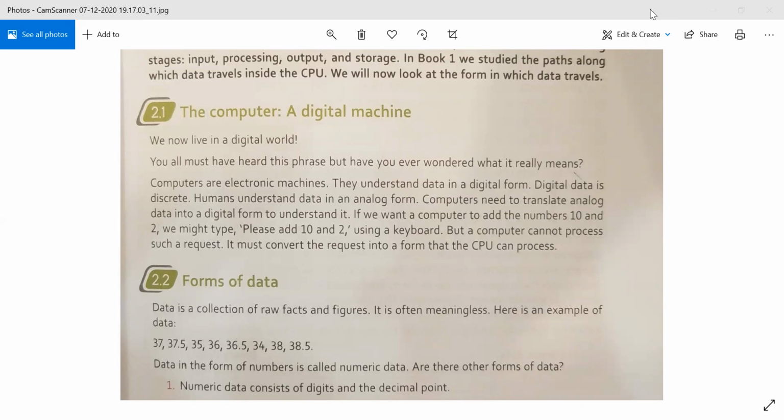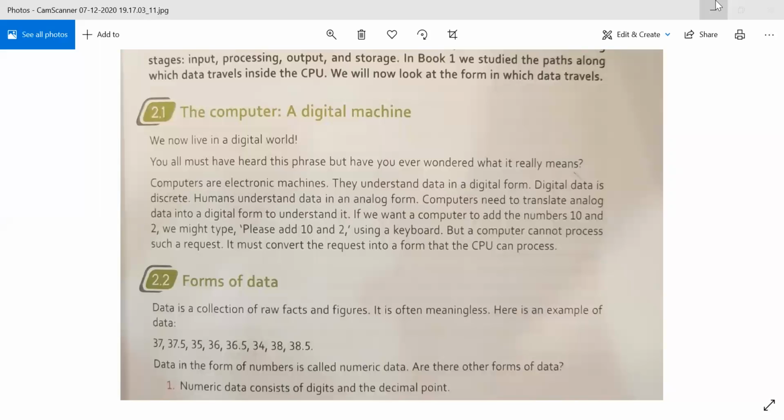But if we are talking about digital form, it means those clocks which just show the number. They do not have hands in them. They just show the number, whatever time it shows me, that we call digital form, right? So it means that the computer understands digital form, but humans understand data in an analog form. Okay, as I told you.